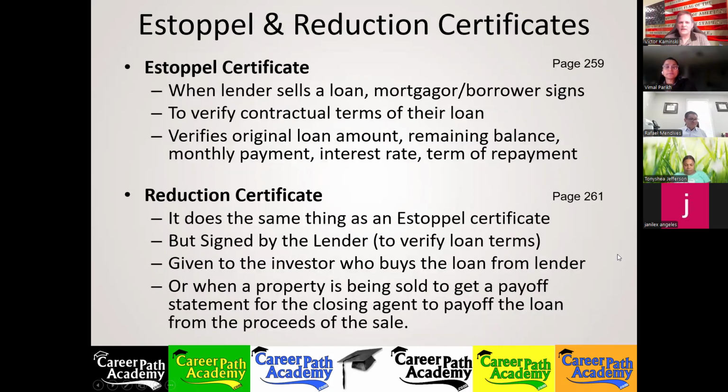The estoppel certificate and reduction certificate are on different pages here. But an estoppel certificate is when the lender, we get a loan. You get a loan to buy a house, right? Shortly after that, a month, 2, 3 months afterwards, you're going to get a notification from your lender that they sold the loan, and now you're going to be making your mortgage payments to someone else. Or it may be just that they sold the loan, but you're going to continue making the mortgage payments to the same place. But they're just giving you that notice.